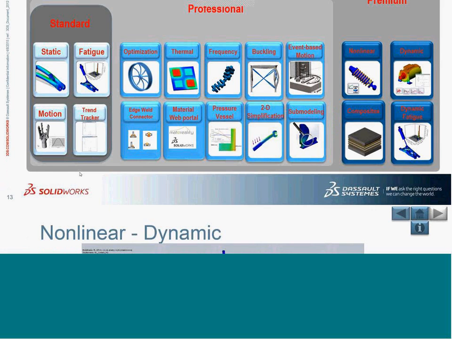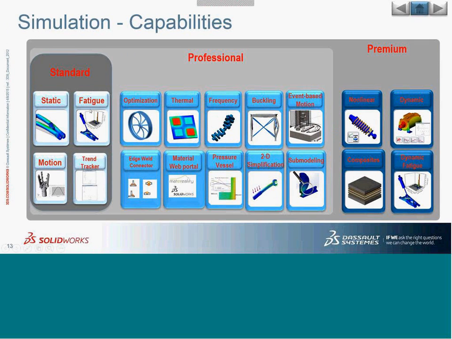So Standard has more of those static capabilities and static fatigue. Premium, which you saw just now, can do nonlinear, dynamic, and dynamic fatigue as well. That is estimation of the life under fatigue load. Professional has capabilities like optimization, thermal temperature distributions, and thermal stresses. You can do frequency, finding the natural frequencies. You can link, and these few different capabilities are present in Professional.